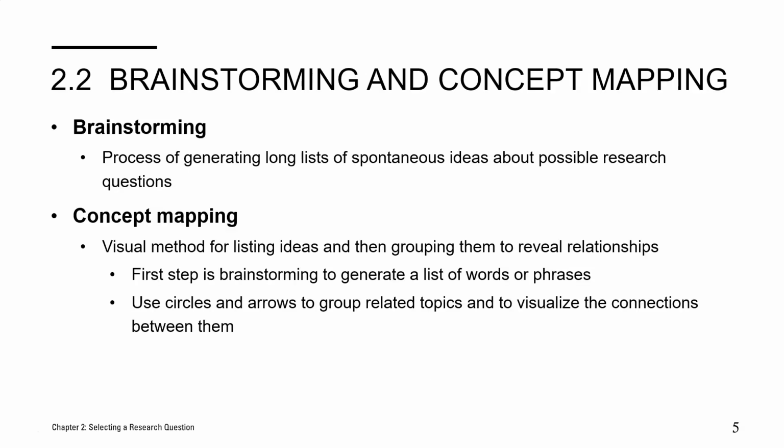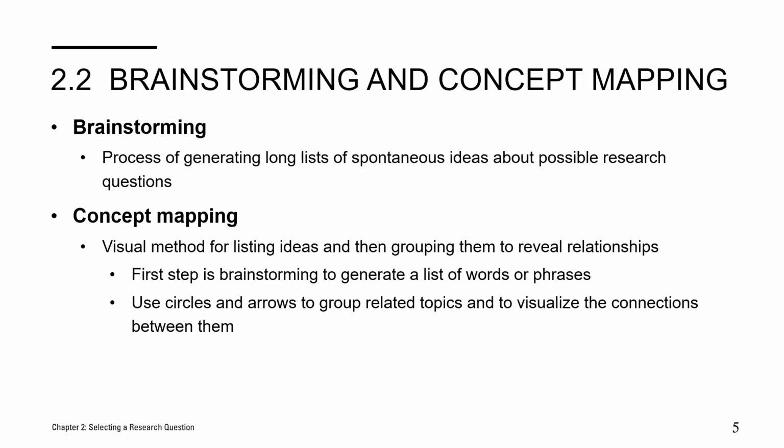Section 2.2 covers brainstorming and concept mapping. These are some different techniques that you can use to help solidify a research question. Brainstorming is the broadest approach, and this is the process of generating a long list of spontaneous ideas about possible research questions. This can be anything under the sun. You come up with an idea and you write it down.